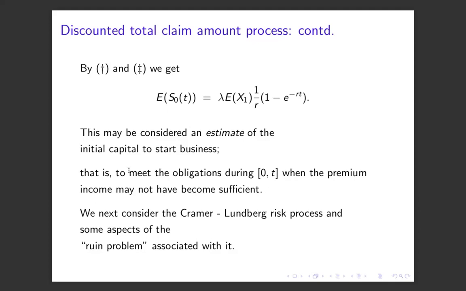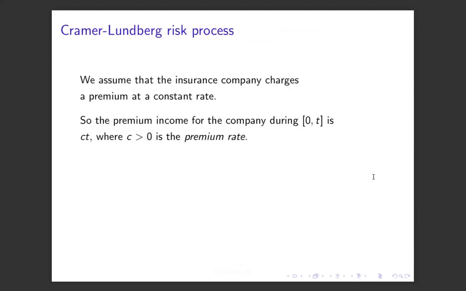As sort of alluded to here, we will now introduce the premium, etc. So we assume that the company charges a premium at a constant rate. Let's say little c is the premium rate. Of course, that has to be strictly positive. So the premium income for the company during the interval 0 to t is c times t.